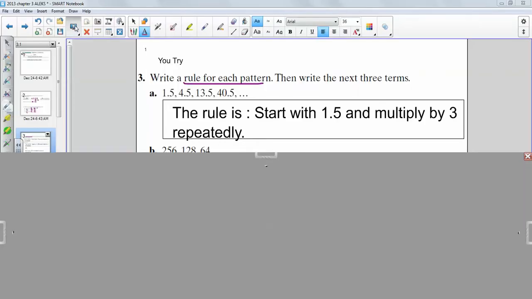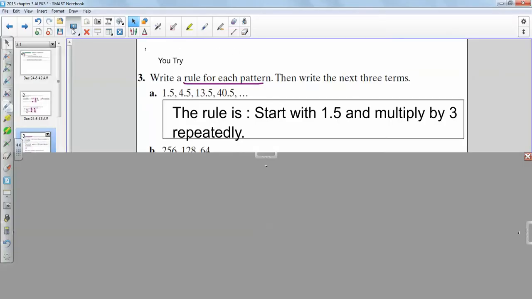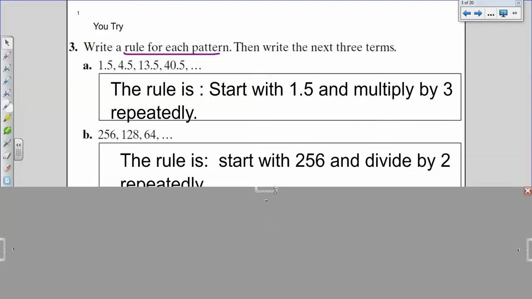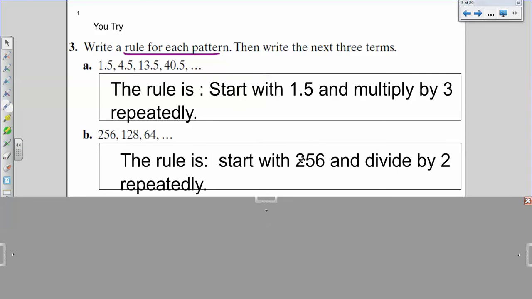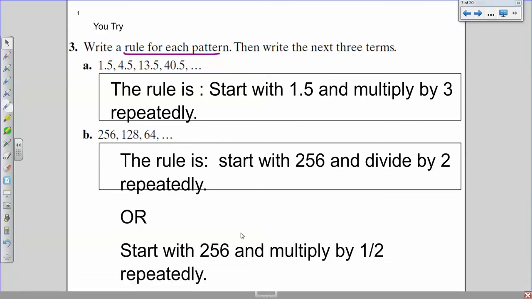All right, let's take a look at the first one. Our first rule is going to be start with 1 and 5/10 and multiply by 3 repeatedly. And our next rule is going to be start with 256. Our number is getting smaller, and it's getting smaller by a lot, so that means we're going to be dividing by 2 repeatedly. The other way you could say that is start with 256 and multiply by 1/2 repeatedly.